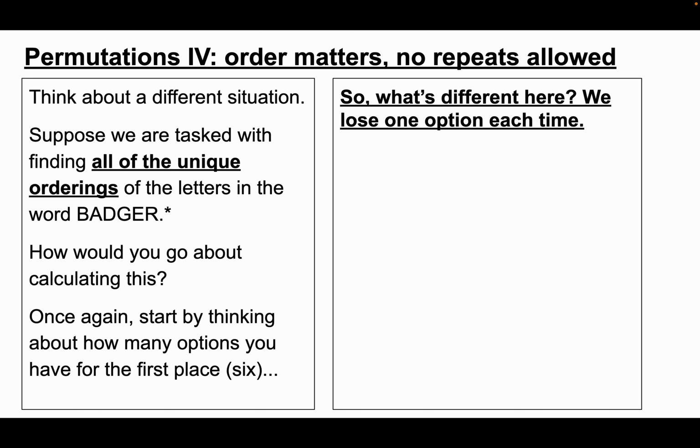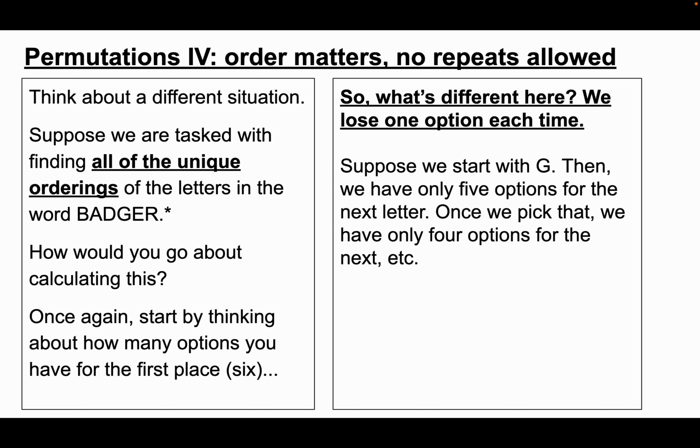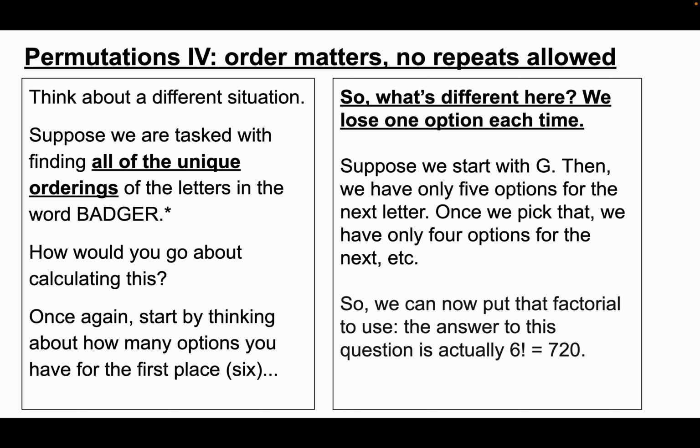Well, if we're rearranging the letters and we are not allowed to repeat them, which is sort of implicit in the word rearrange, we lose 1 option each time. So suppose we start with G. Then we only have 5 options for the next letter. We have B, A, D, E, R. And then once we pick that, let's say we pick D, then we have 4 options, B, A, E, R, etc. So we can actually now put that factorial to use.